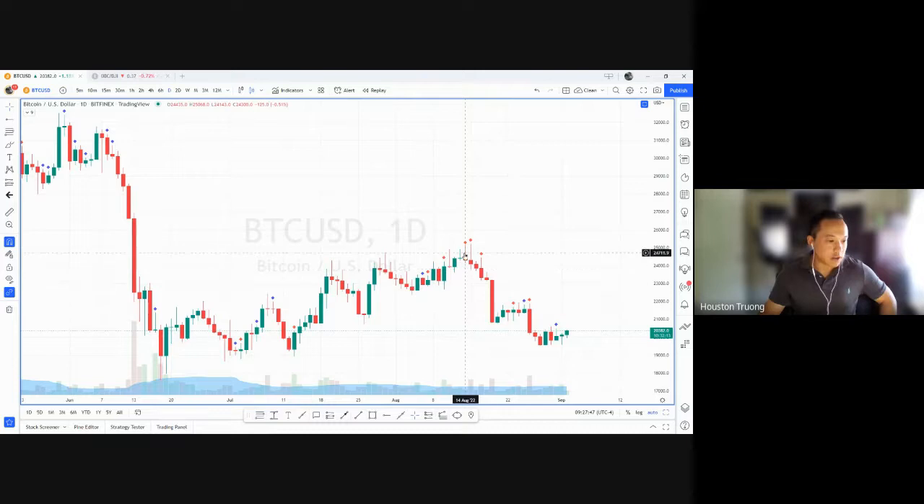So essentially what we're looking at here is, let's start from right here. Okay, so August 14th, we have an outside bar, right? So this high is higher than that high, and that low is lower than that low. So that's a 3.